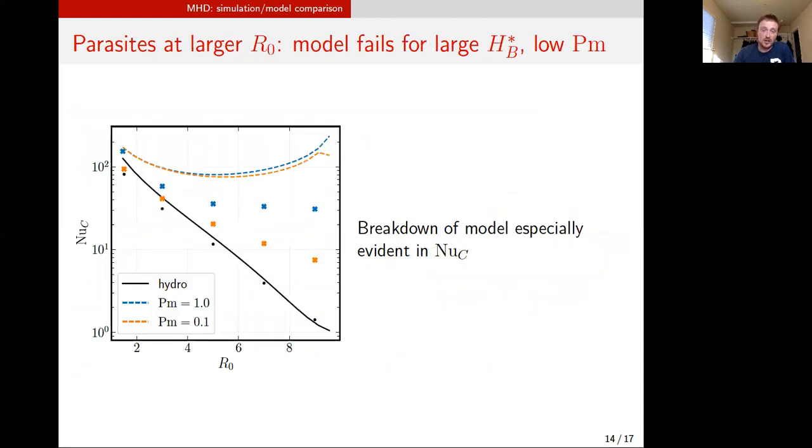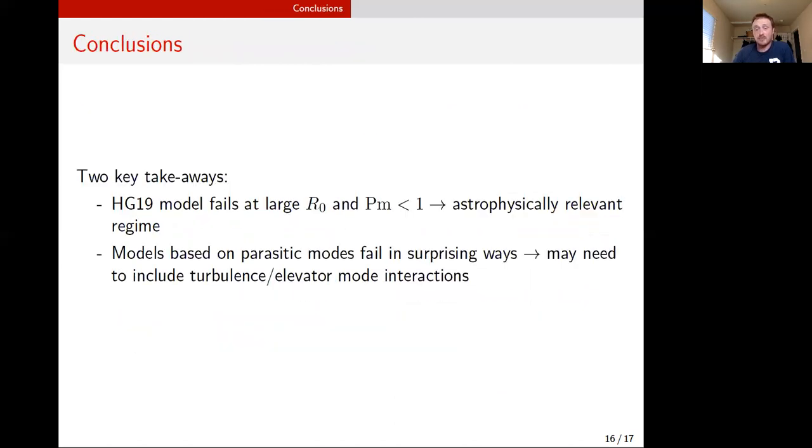The punchline of this talk was basically that previous models that did really well before do really, really poorly when you go to magnetic Prandtl number less than 1, which is why we need better understanding of shear flows at high values of resistivity.